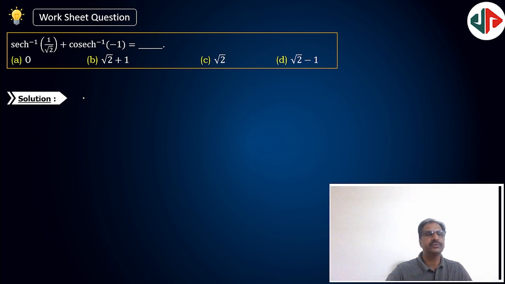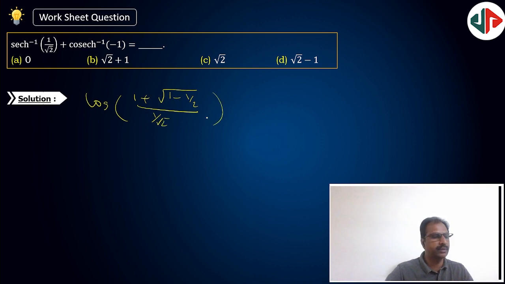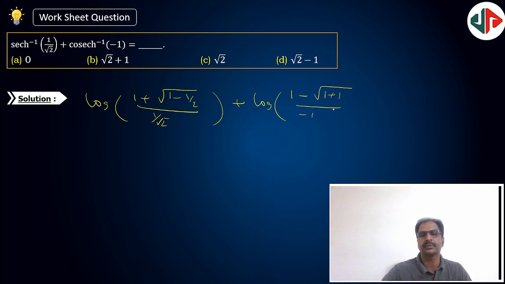Again, secant h inverse 1 by root 2. Use secant h inverse x formula and put x is equal to 1 by root 2. Secant h inverse x is log of 1 plus root of 1 minus x square by x. X is 1 by root 2. Cosecant h inverse x has two values depending upon x. Here x is minus 1, which is negative. If x is negative, cosecant h inverse x formula is log of 1 minus root of 1 plus x square by x.